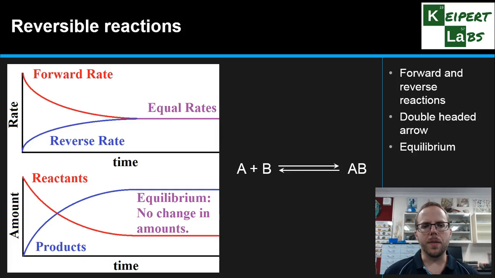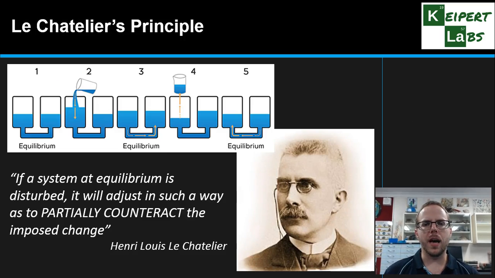But there was a man named Le Chatelier who was able to recognize that if you get a system that is at equilibrium, that system can be disturbed. That is, that point can be broken in some way. And what he noticed is that the system will adjust in such a way as to partially counteract that disturbance or the imposed change. So if we add something extra, it will adjust to try and remove it. If we remove something, it will adjust to try and add it, and so on.